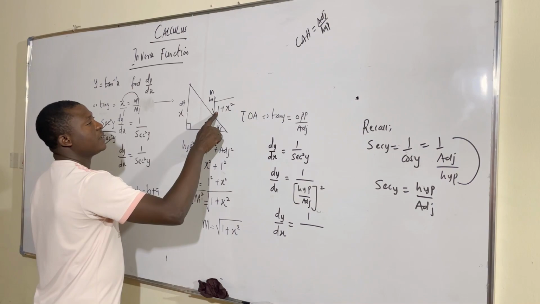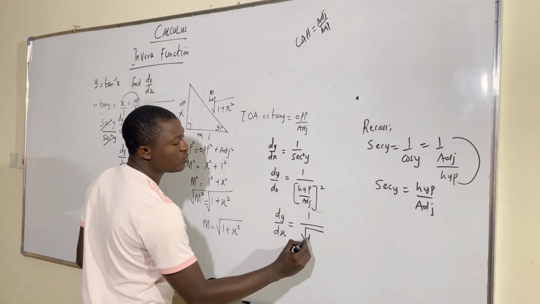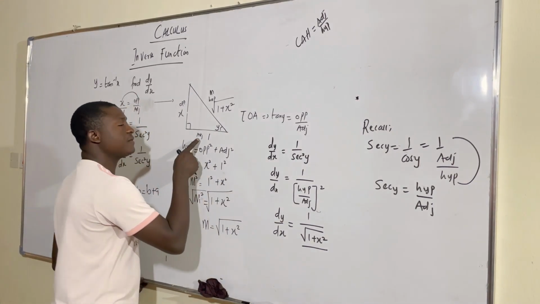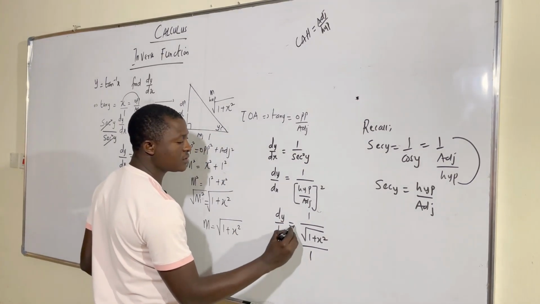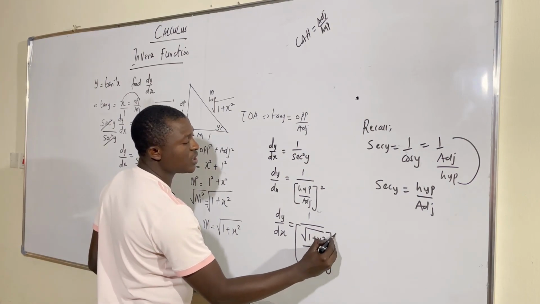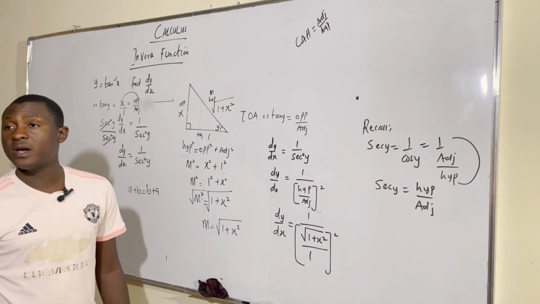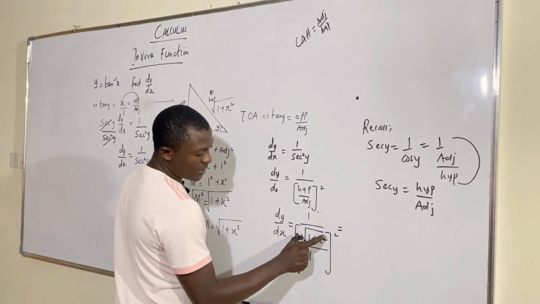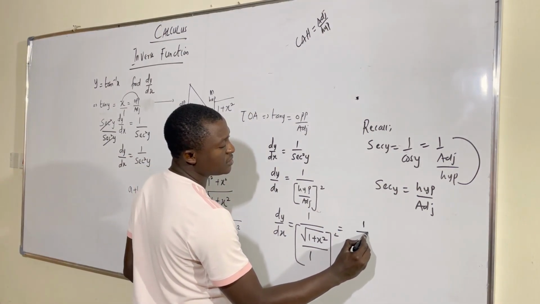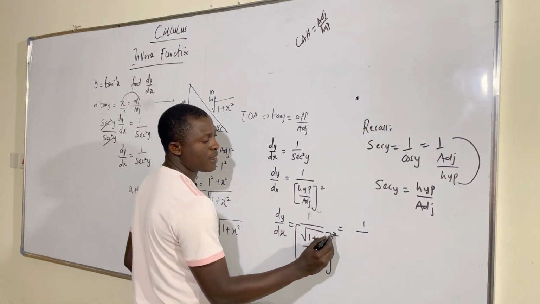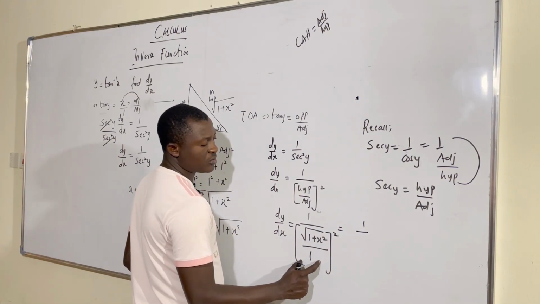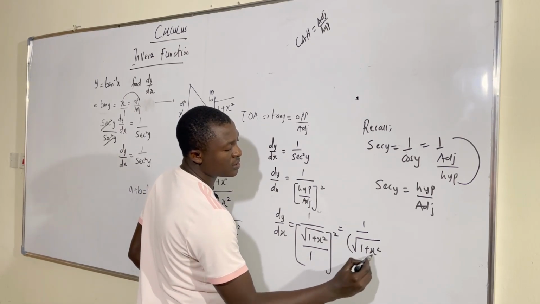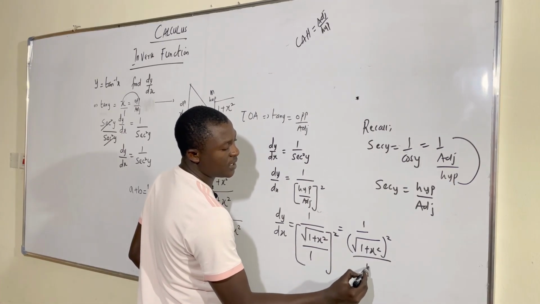You can see the hypotenuse we have here is the root of 1 plus x squared, all over the adjacent that we have, which is 1. So we have 1 all squared. Don't forget in maths, a square can easily cancel a square root. So now this is another indices. This is nothing but 1 divided by this square that we have here. We affect this and we also affect this. So meaning root of 1 plus x squared all squared, divided by 1 squared.